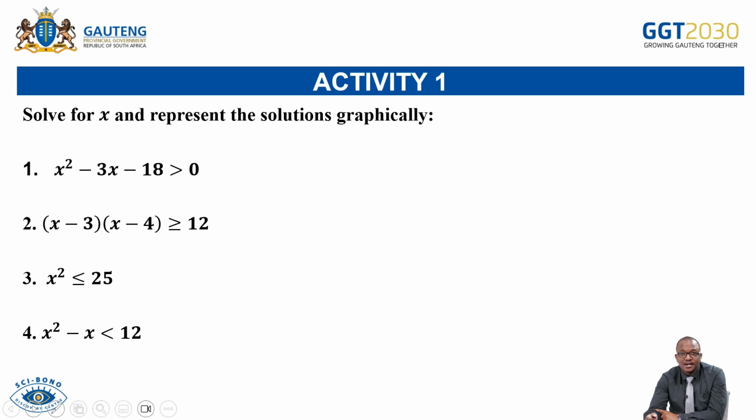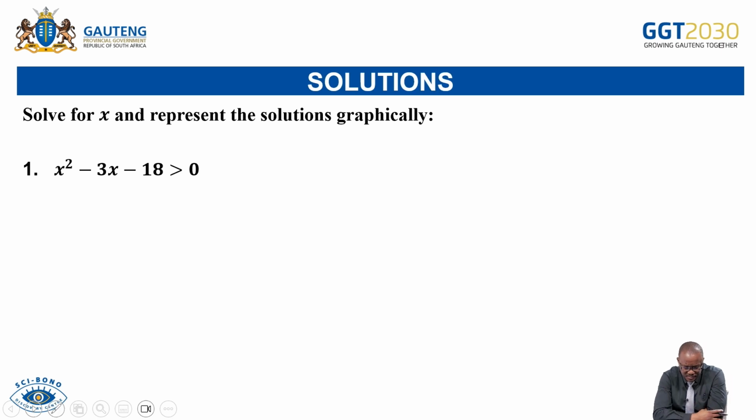Then we move forward to our activity number 1, where we are going to solve for x and we represent the solutions graphically. So remember, when you represent the solutions graphically, it basically means that you must present your solution on a number line. So we have 4 sub-questions there. Then we're going to tackle all of them. So now, we're looking into the first one.